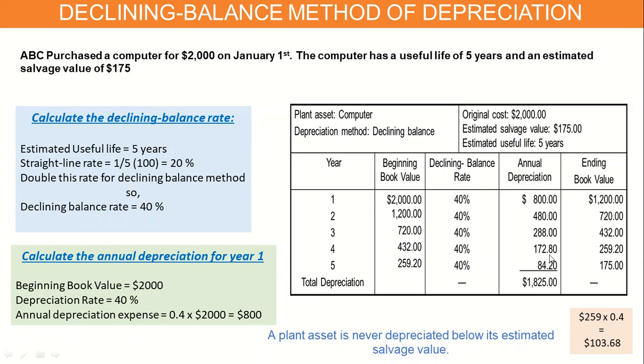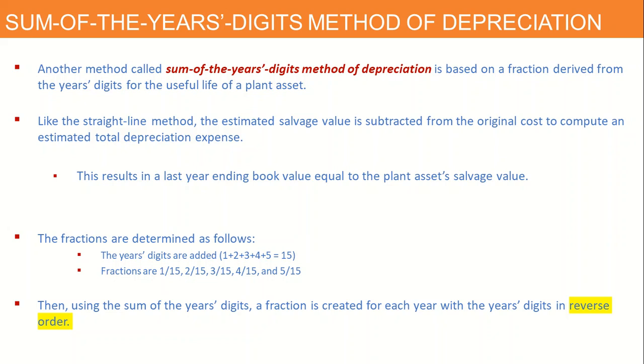Because the total depreciation is $1825, because the estimated salvage value is $175, and when we subtract it from $2000, the answer will be 1825. So this is the total depreciable amount, and the equipment or any asset can't be depreciated any further above this amount. It could not be 1850 or any other value. So whatever the value is here, the sum of the whole 5 values will be 1825. So it is 84.